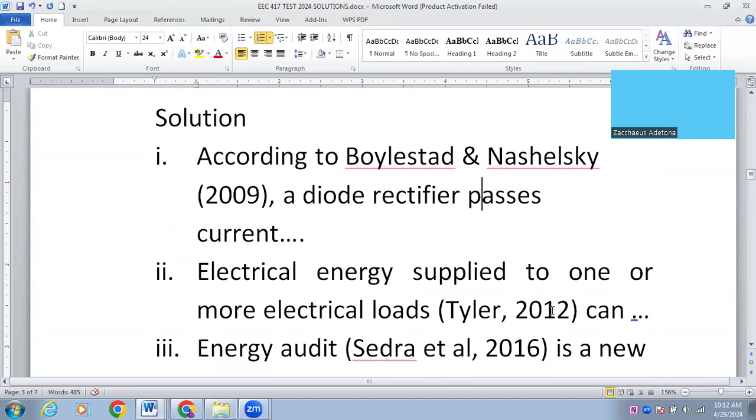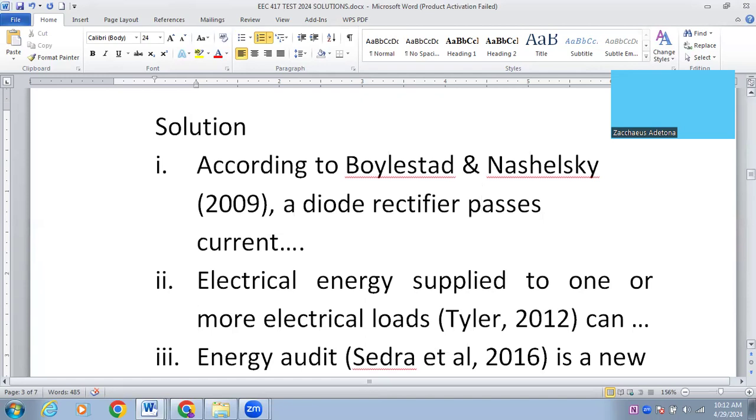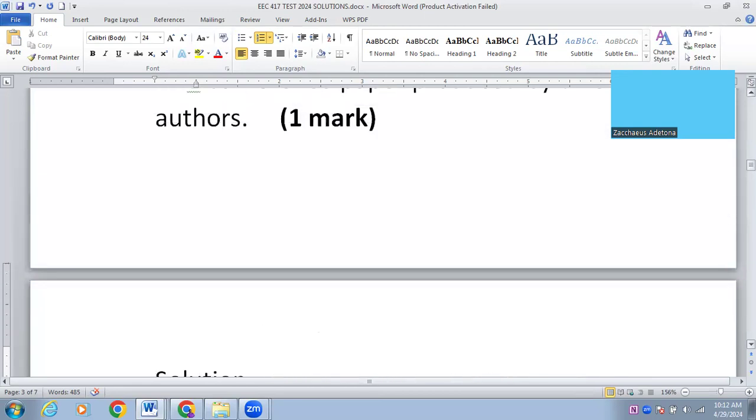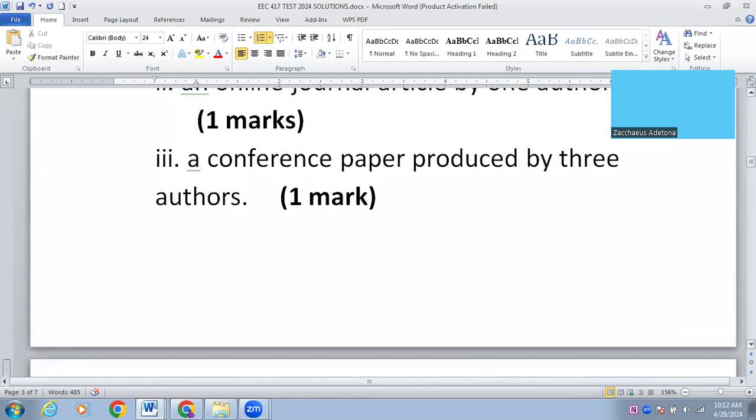So we see that Tyler is cited with the surname and the year without initials. So that is how to cite a single author in in-text citation, the surname and the year only. Now let's look at the third one. We are told to cite a conference paper produced by 3 authors.